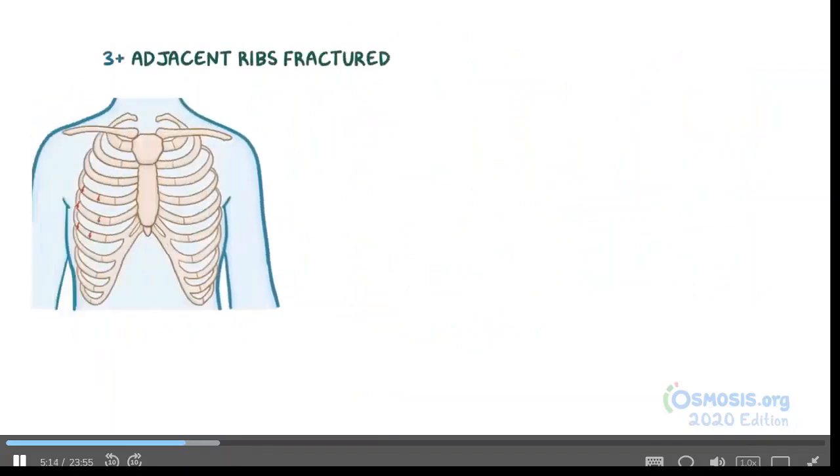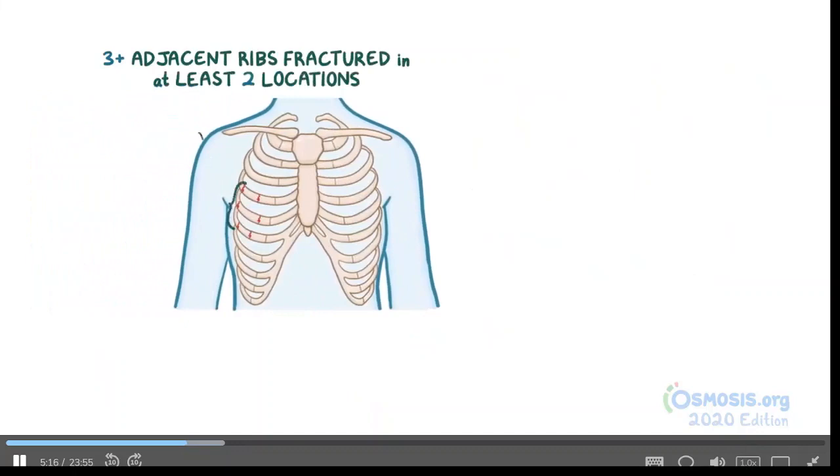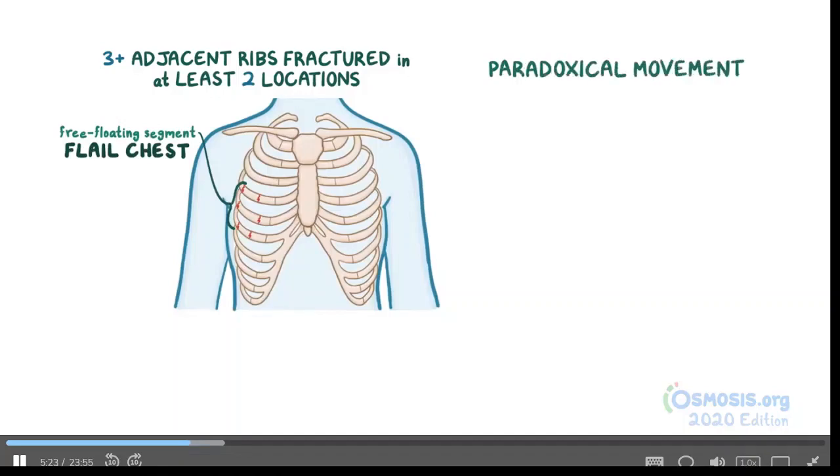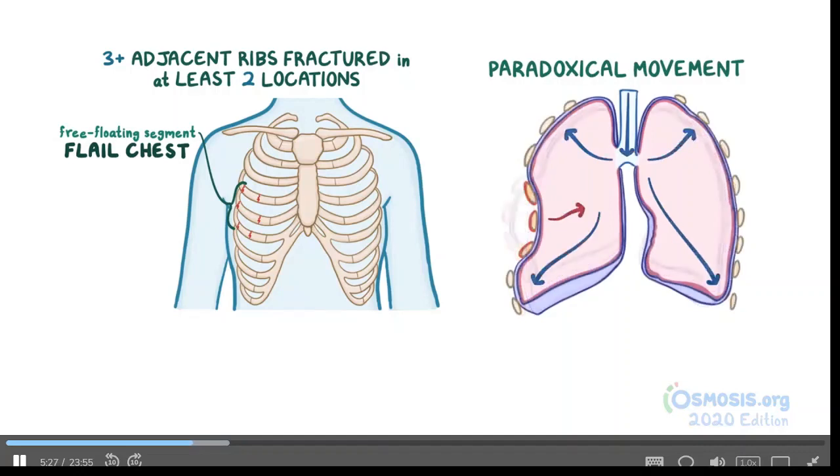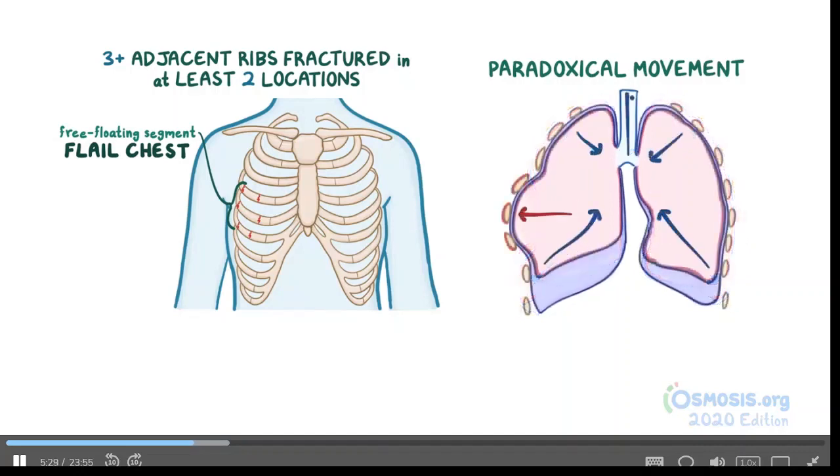Alright, now if 3 or more adjacent ribs are each fractured in at least 2 locations, this creates a free floating segment called a flail chest. A flail chest can have paradoxical movement during respiration. In other words, the flail segment will move inwards during inspiration and outwards during expiration, which is the opposite of the remaining normal chest.